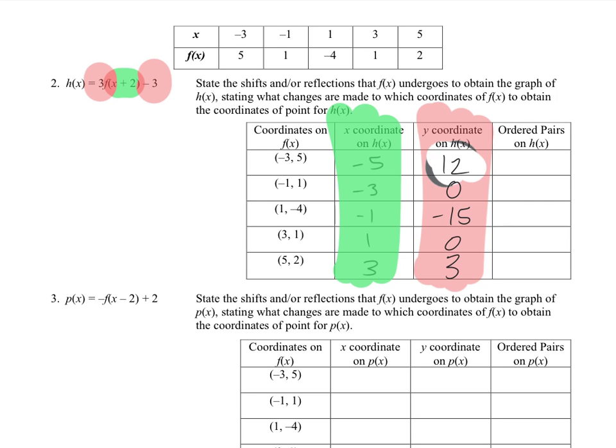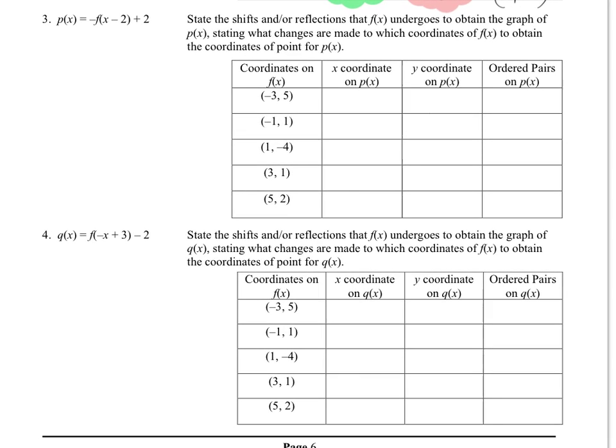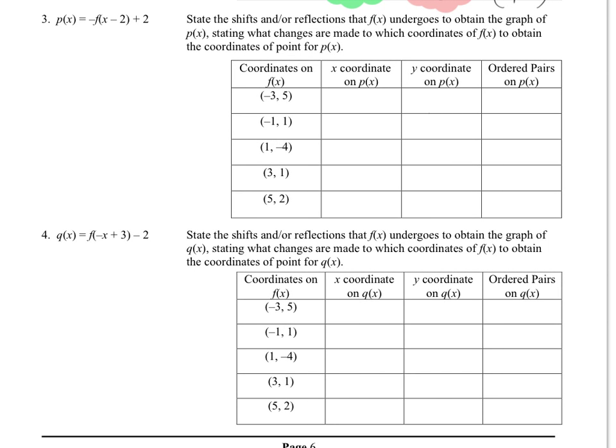Okay, so the new ordered pairs under this transformation would be negative 5, 12; negative 3, 0; negative 1, negative 15; 1, 0; and 3, 3. Okay? Feeling good? All right, you and your partner do 3 and 4. You can do it.